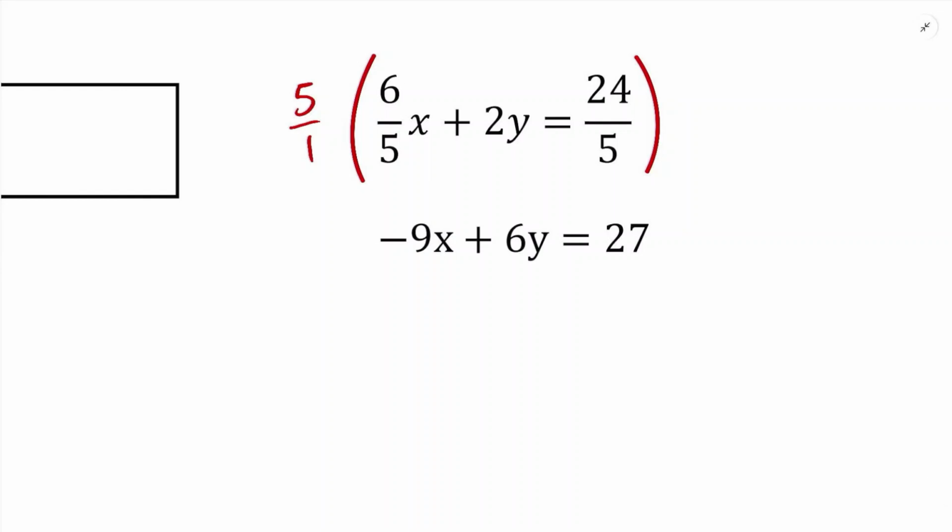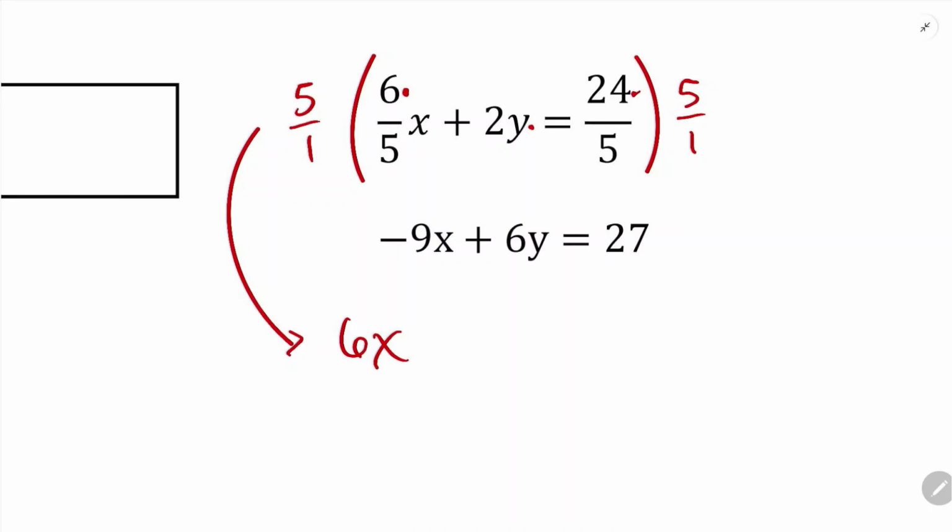So 5 is only going into the numerators. This is going to get a factor of 5. 2y is going to be multiplied by 5. And then 24 is going to get a factor of 5 there. So if I do that, that top equation is going to start to look like this. It's going to be 6 times x.